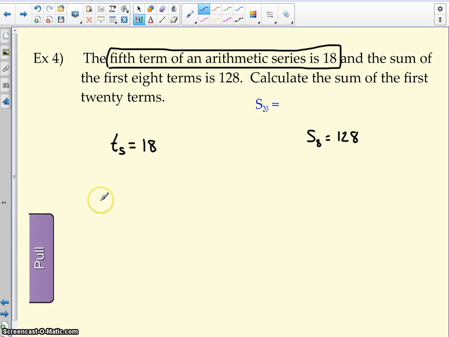Okay, welcome back. Let's work through this one. So again, we're told the fifth term of the series is 18, and we also know it's arithmetic. So let's see if we can use it to help figure out a little bit more information about the sequence.